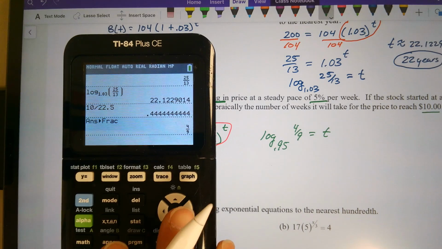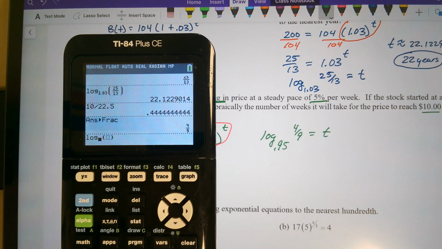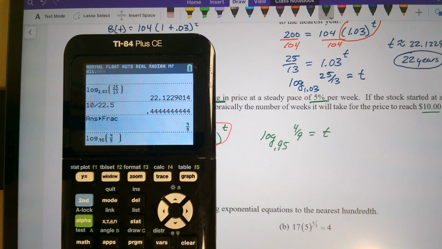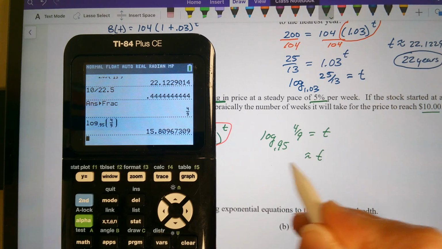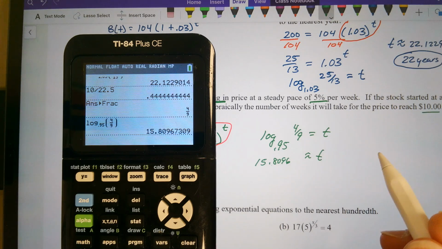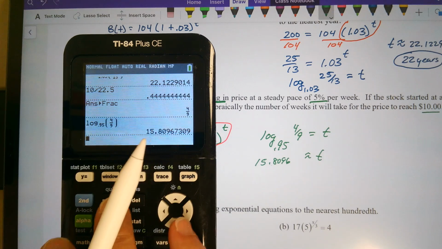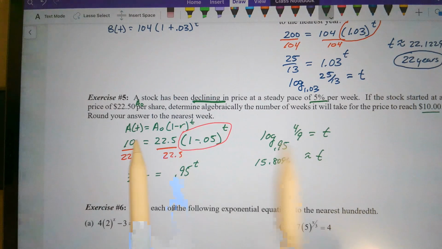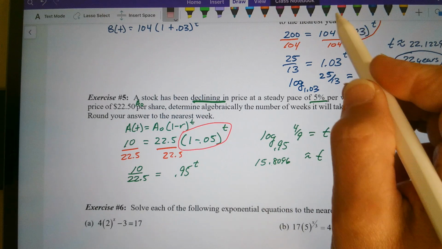And putting that into the calculator. Grab that. So t is approximately 15.8096. Each time I'm truncating. Truncating is you're just cutting off after the fourth decimal place. Round the answer to nearest week. So 16 weeks.